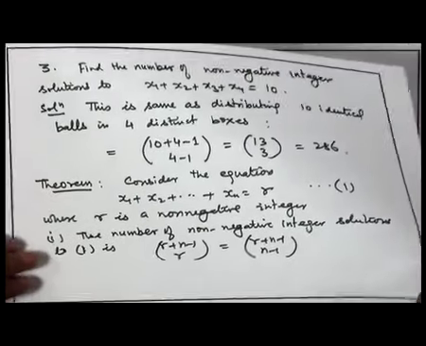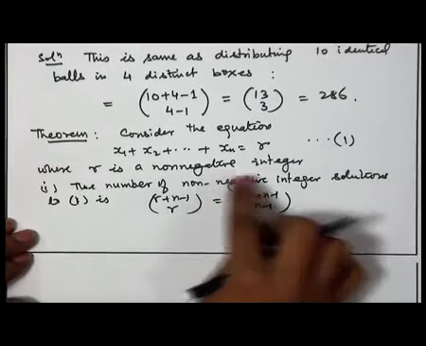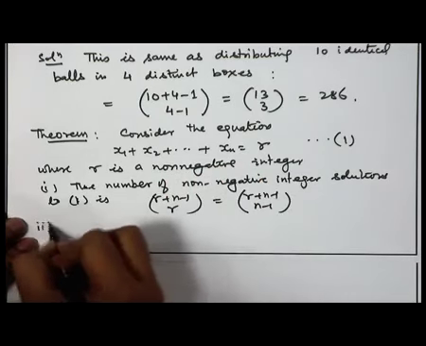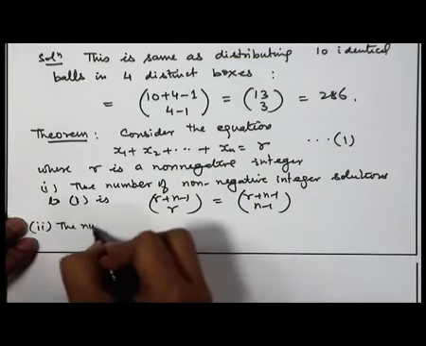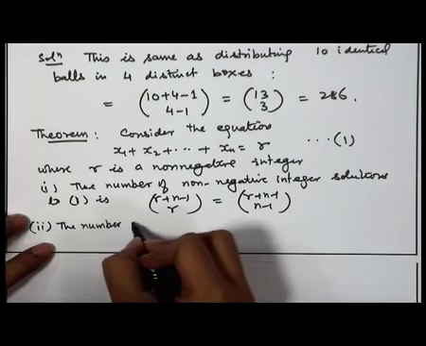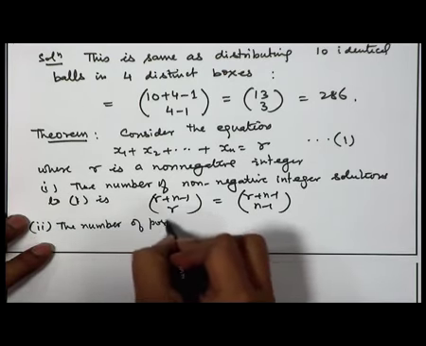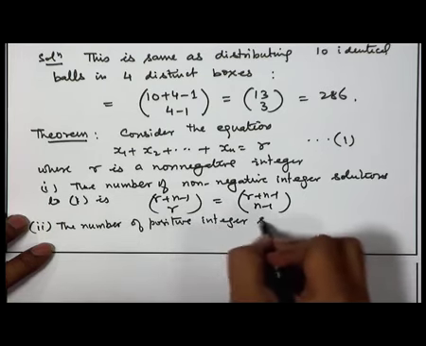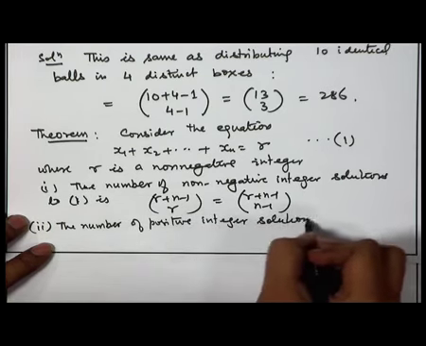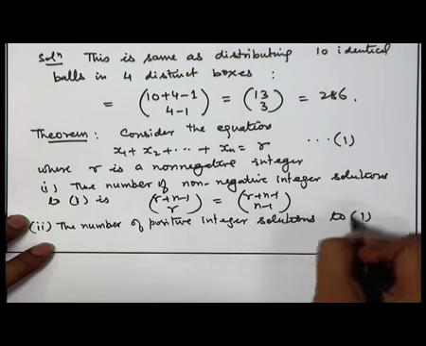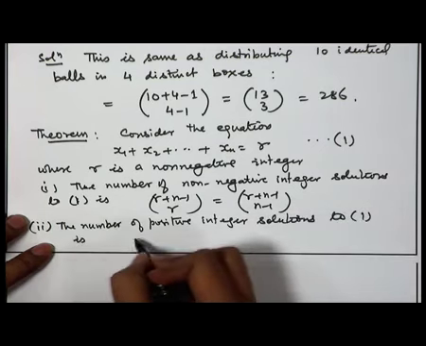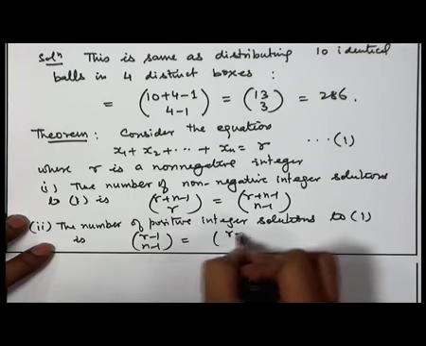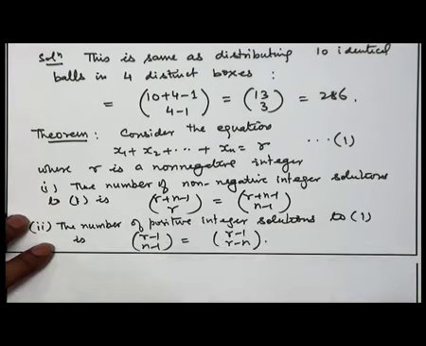If we put the restriction that the xi's are greater than or equal to 1, that means non-zero, the number of positive integer solutions to 1 is (r-1) C (n-1) or (r-1) C (r-n).